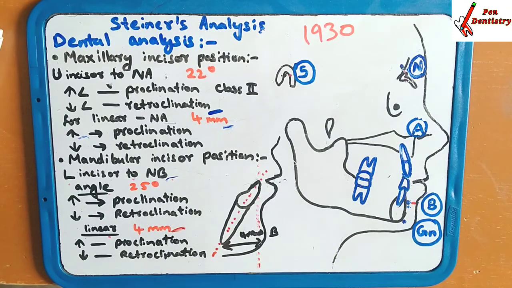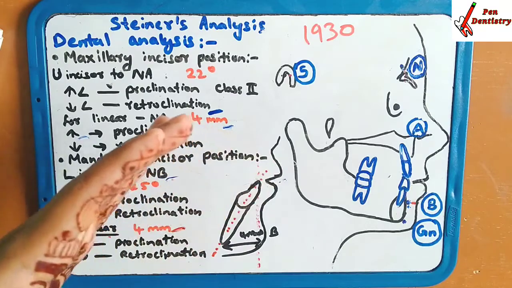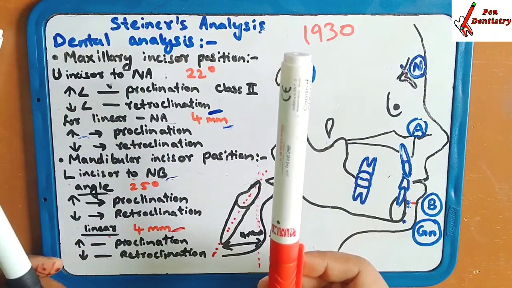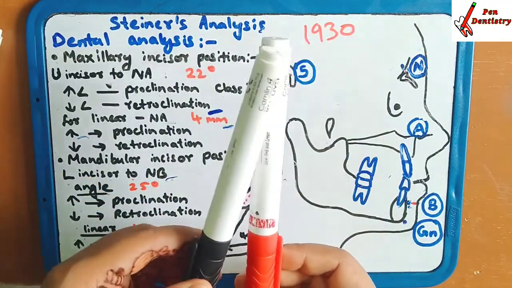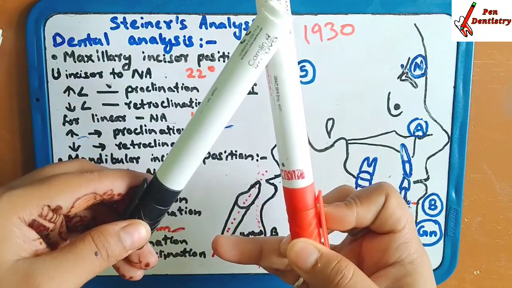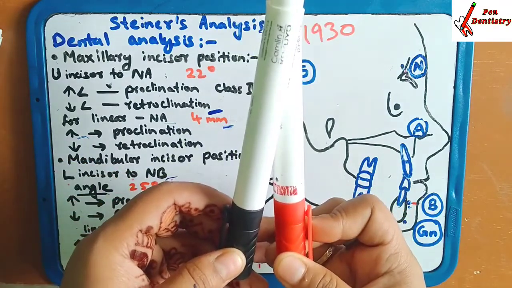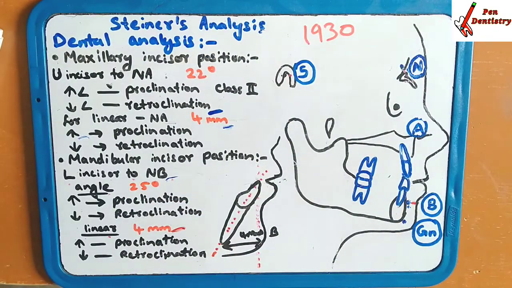When this line is increased, at that time proclination will be seen. So this is the point NB and this is the long axis. When you increase this lower distance, at that time proclination will be seen. When the distance is decreased like this, at that time retroclination will be seen. So this is the proclination as well as the retroclination.